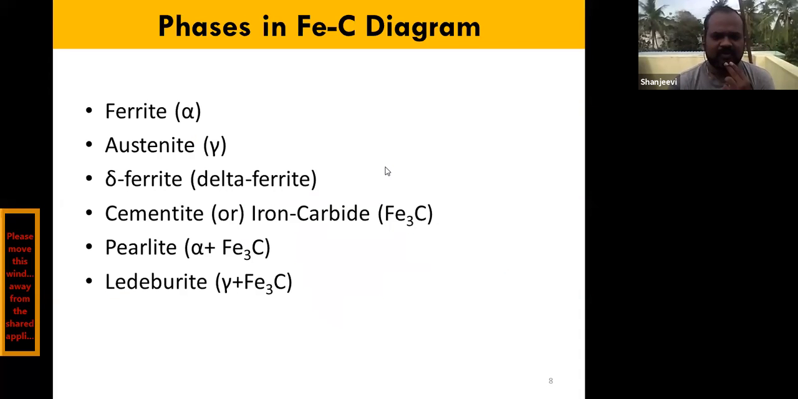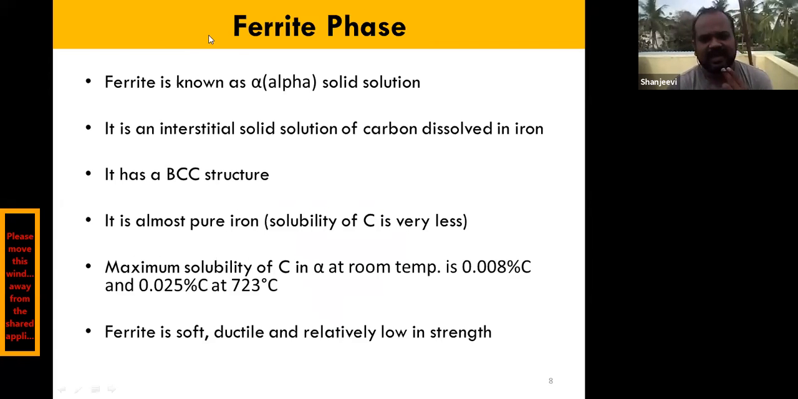So we'll see first one, ferrite. Ferrite is an alpha solid solution. The symbol used is alpha, that's why it is called alpha solid solution. It is an interstitial solid solution. Do you know the meaning of interstitial? Interstitial means a number of atoms are clustered together in a normal atomic structure.